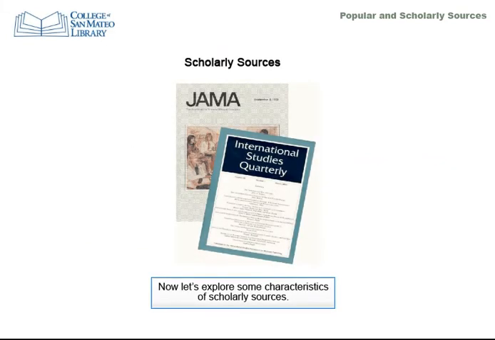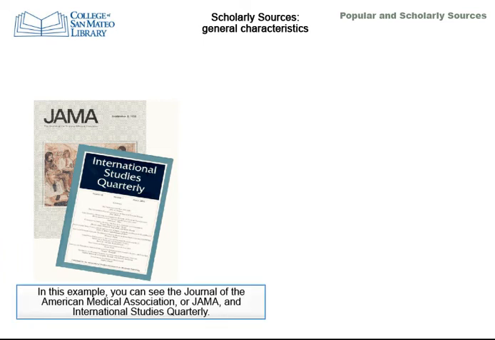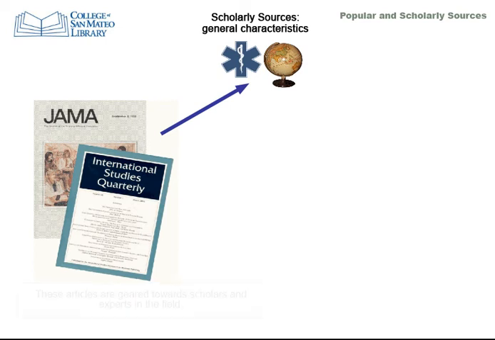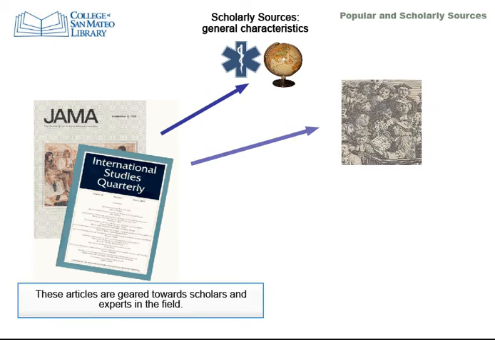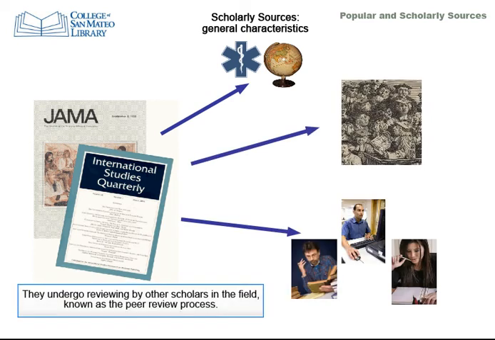Now let's explore some characteristics of scholarly sources. Scholarly literature is published in subject-specific journals. In this example, you can see the Journal of the American Medical Association, or JAMA, and International Studies Quarterly. Scholarly journals are typically available through subscription only. You usually can't find them in stores. These articles are geared towards scholars and experts in the field, and they undergo reviewing by other scholars in the field. This is known as the peer review process.